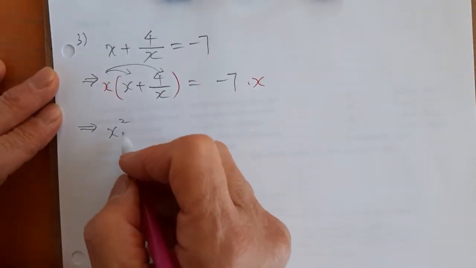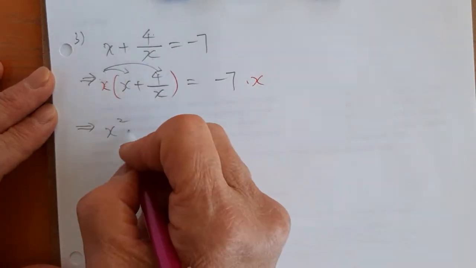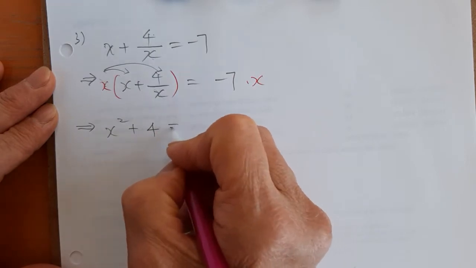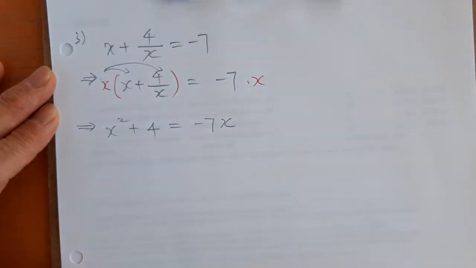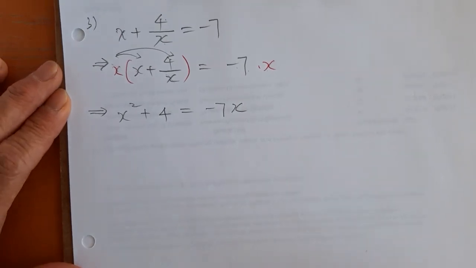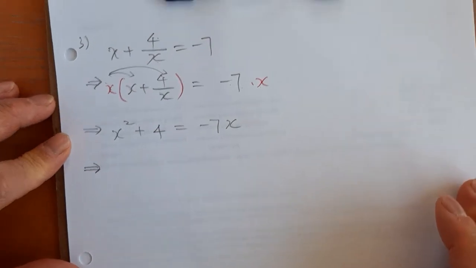X times x is x squared. 4 over x times x, cancel x, get 4 equals negative 7 times x, which is negative 7x. Now this is a quadratic equation. For a quadratic equation, we have to put it in standard form.